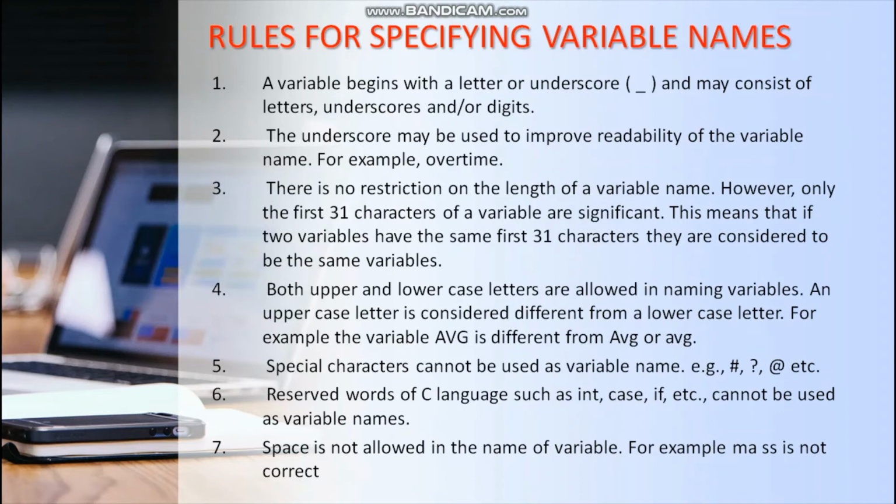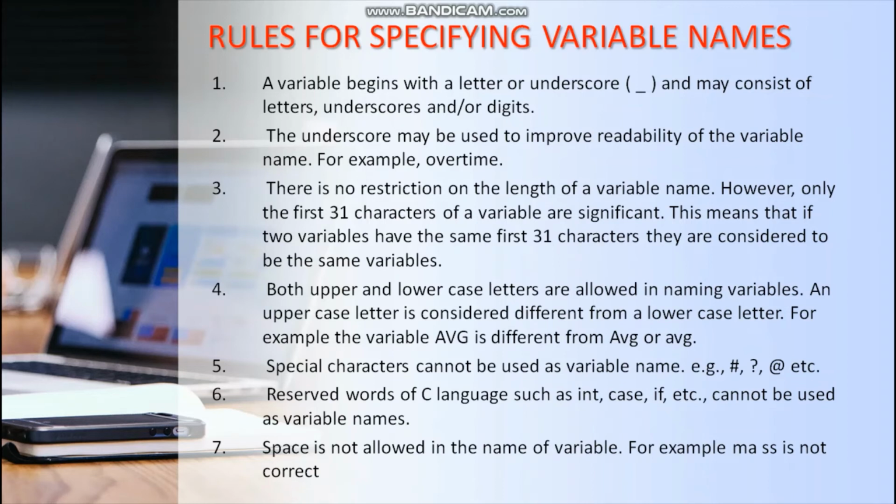The first rule: the variable begins with a letter or an underscore and may consist of letters or underscores, not a digit. The starting point of the variable name should be a letter like A, B, C, or an underscore, not a digit. If you declare a variable 7b, 7b is an invalid variable name because it starts with a number. But b7 is correct because it begins with a letter.